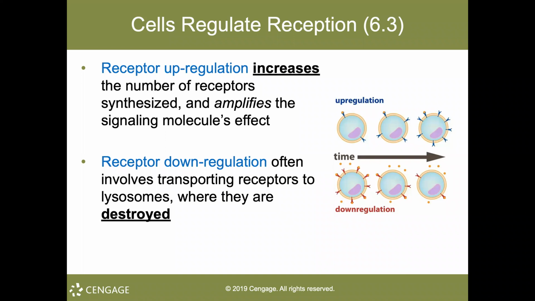If you need cells to divide more, if you need cells to grow more, if you need to regulate some type of gene activity and you need more of it, then the cell will upregulate the receptors that are present. So you can increase the signaling that's happening inside of the cell and eventually the biological response.